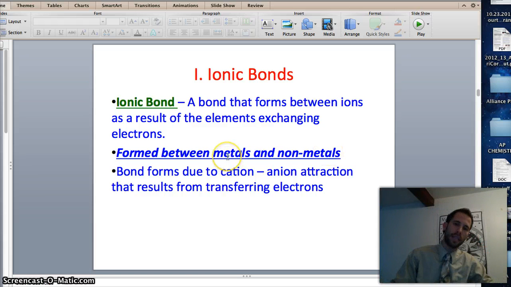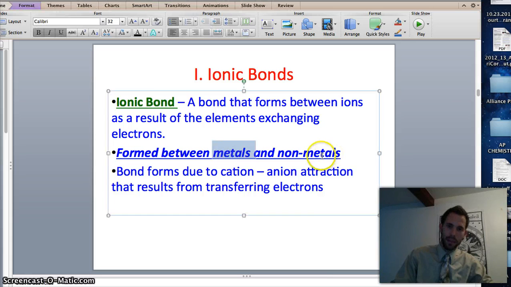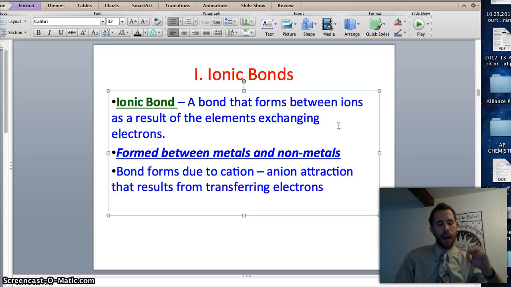Now this always happens between metals and nonmetals. This is super important. You're never going to get an ionic bond between calcium and sodium, or calcium and strontium, or any 2 metals. Ionic bonds only happen between nonmetals like oxygen and metals like, for instance, lithium.